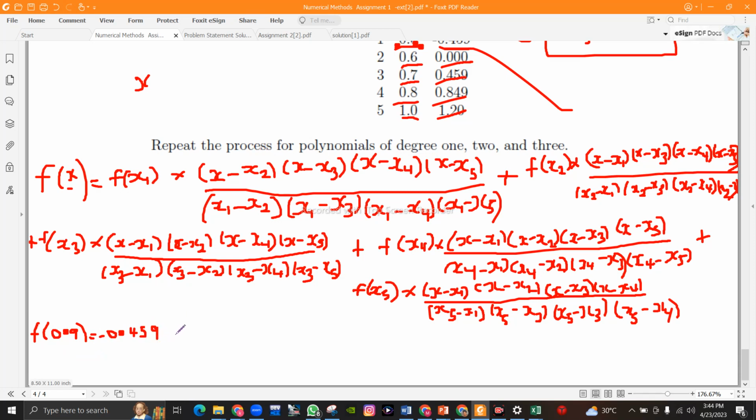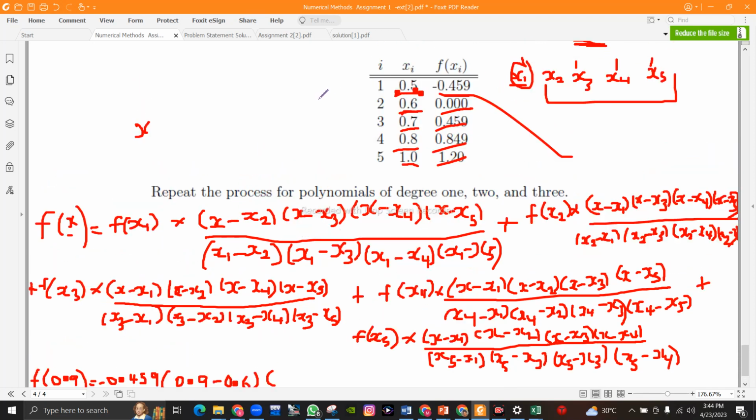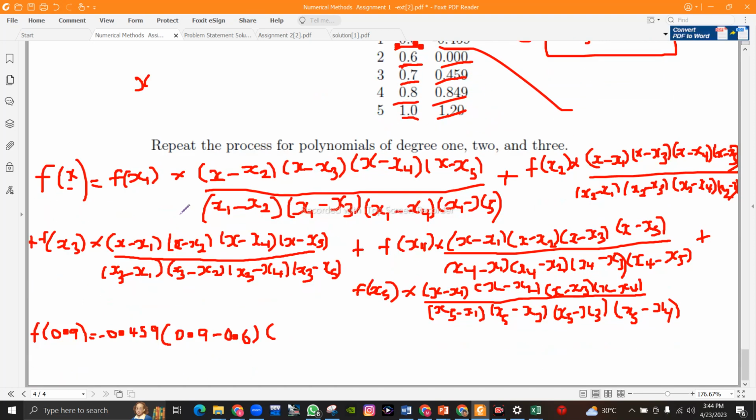We take it one after the other to brackets x minus x2. What's x? 0.9. 0.9 minus x2. What's x2? x2 is 0.6. Brackets again. x is 0.9. Oh, which one am I talking about? I'm talking about this. f of x1 is 0.459, which is correct. x is 0.9 minus x2, which is correct to that side.